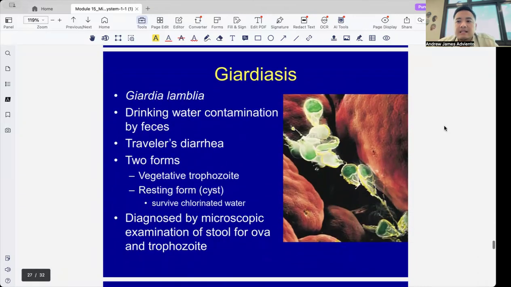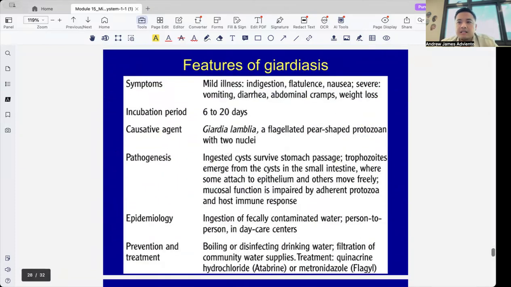Next is giardiasis. So giardiasis, this is a kind of infection caused by Giardia lamblia, usually from contaminated water, and it exists in two forms. It could be trophozoite and also cyst. Features of giardiasis. Symptoms range from mild discomfort to severe diarrhea. So prevention includes proper water treatment and also hygiene.